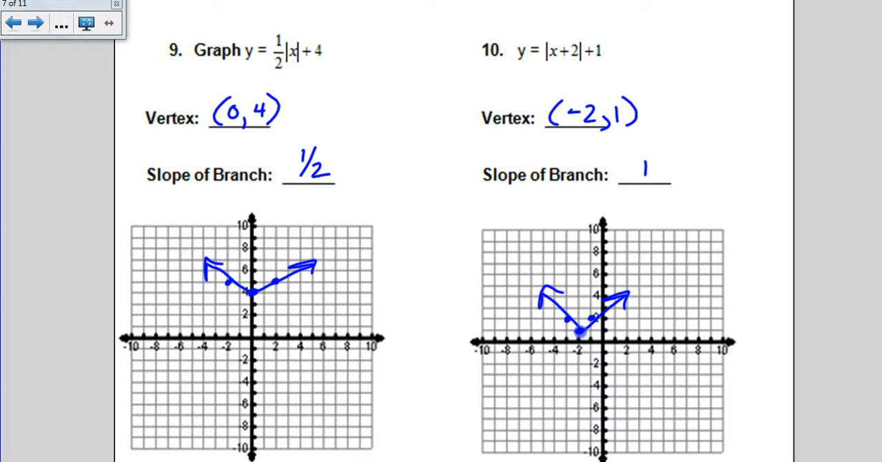Oops, missed it. Alright, again, hopefully your graphs are looking a lot better than mine.